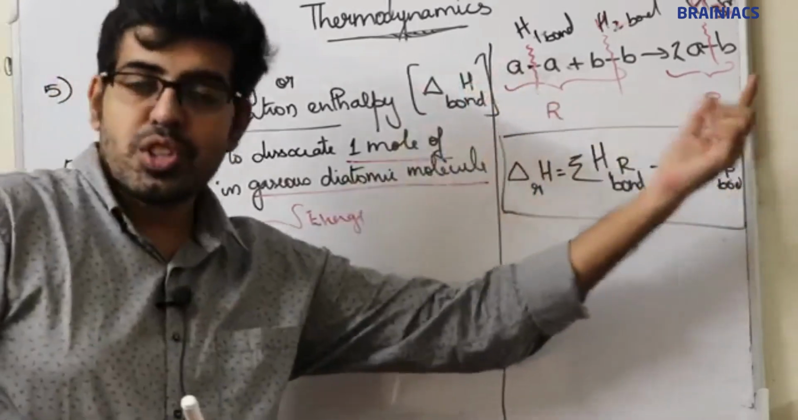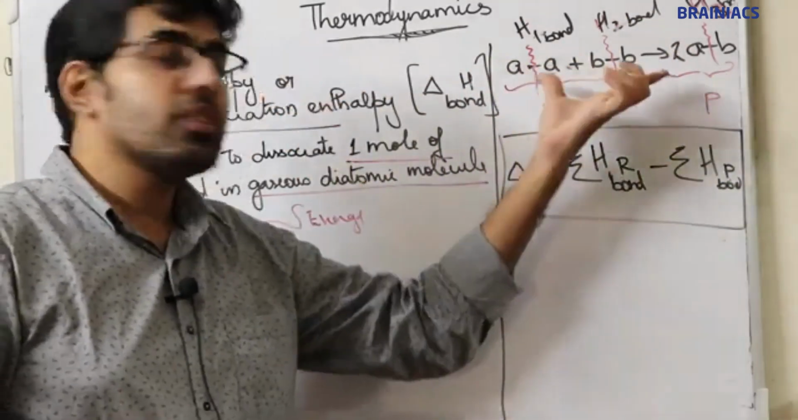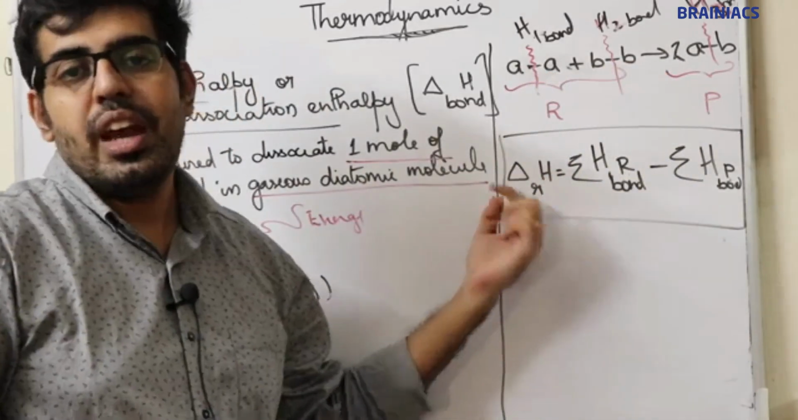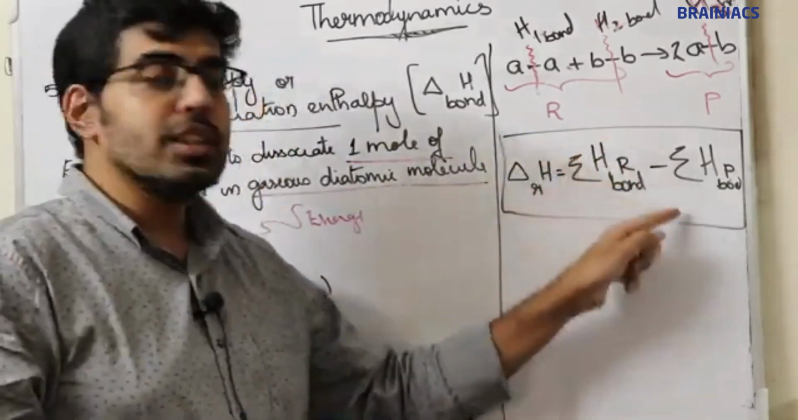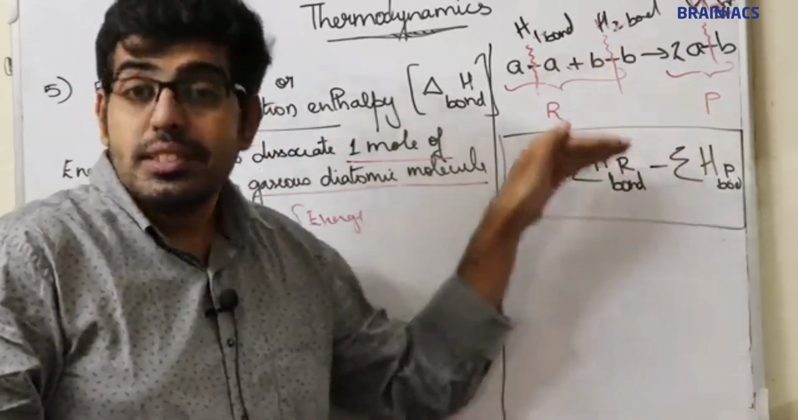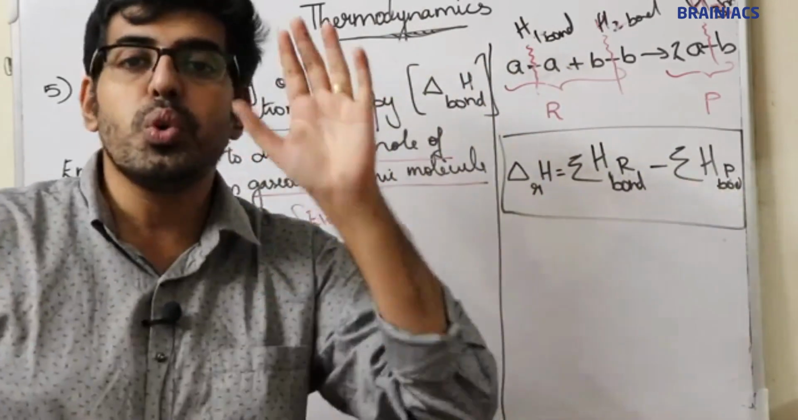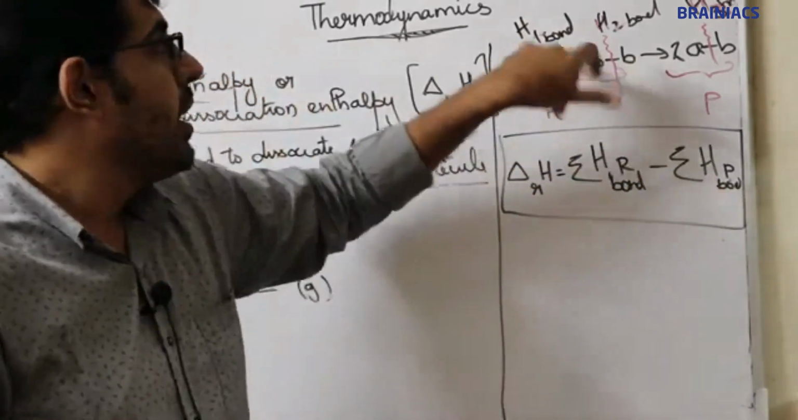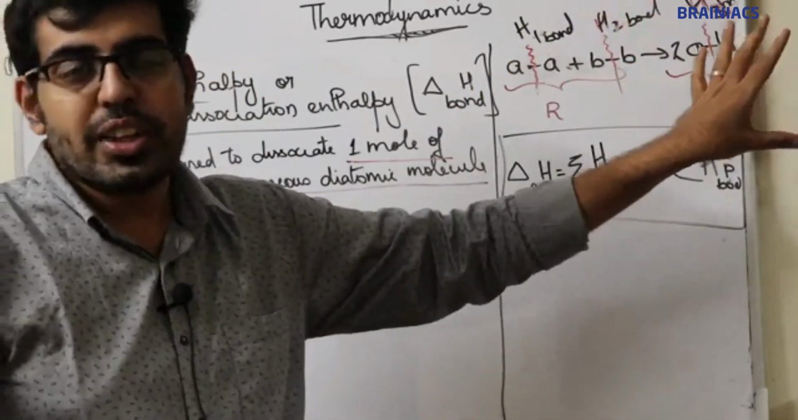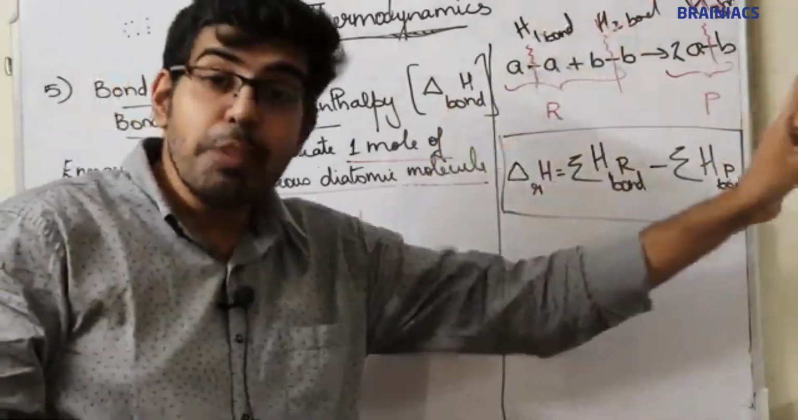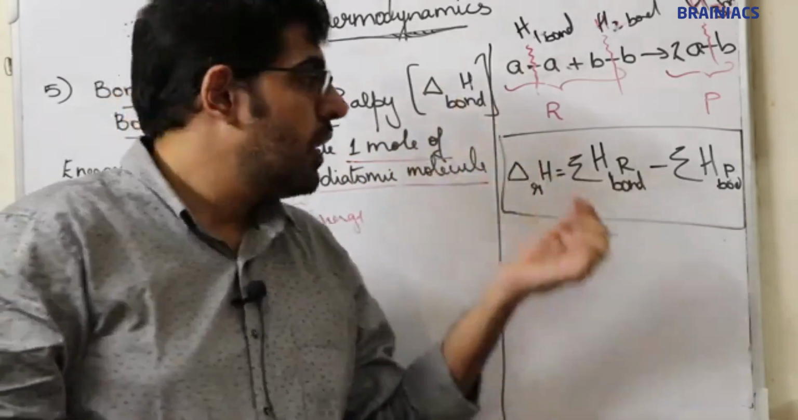If you consider this reaction and want to find the enthalpy of reaction, you can calculate it from bond enthalpies. The equation is enthalpy of reaction is equal to bond enthalpy of reactants minus bond enthalpy of products. This equation is used if you know the bond enthalpies of reactants and products. Okay, this is the equation.